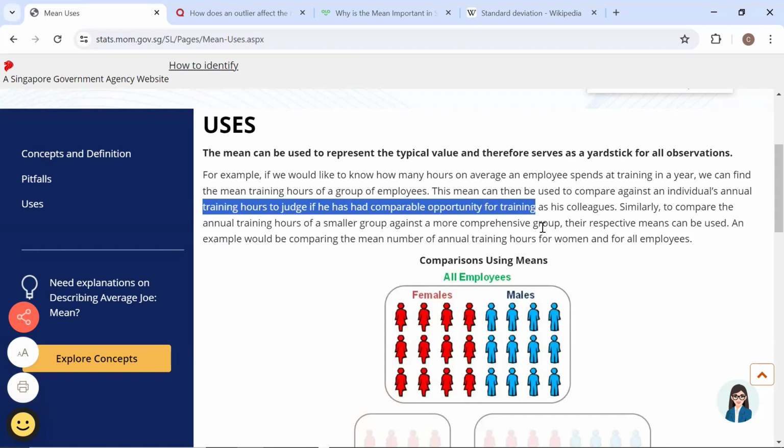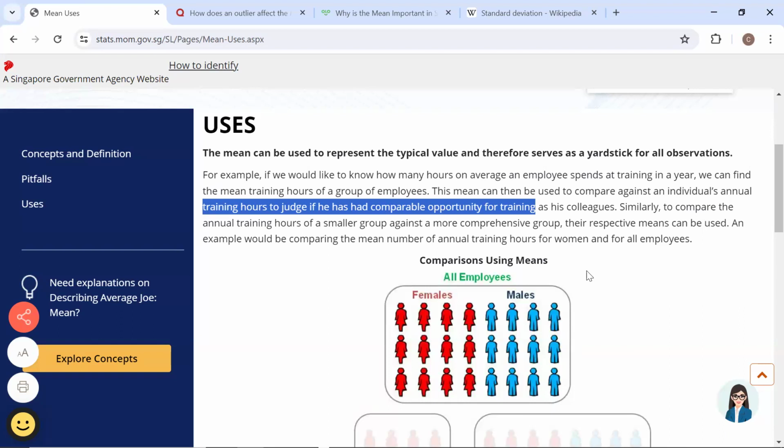Let's say they calculate the mean training hours of everyone to be 10 hours per year, per employee. And then there's this one particular employee who only underwent 2 hours of training. So it means that this employee was undertrained, because on average, all his peers and colleagues got to attend 10 hours of training, but he only got to attend 2 hours. Then maybe something can be done for this particular person.